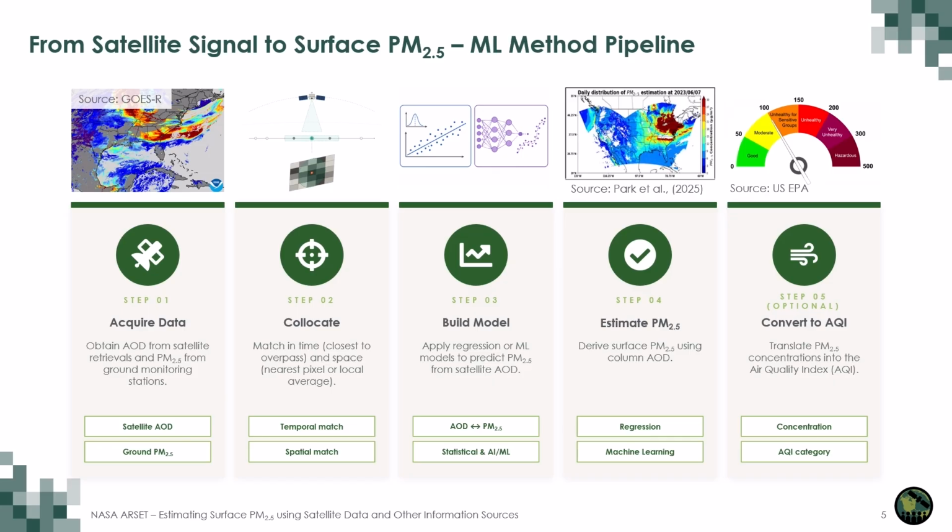Then we build statistical or machine learning models that learn the relationship between aerosol optical depth and surface PM2.5. Once trained, the model estimates PM2.5 across the satellite grid, providing continuous spatial coverage. As an optional final step, we convert those PM2.5 values into air quality index categories to support public health communication.